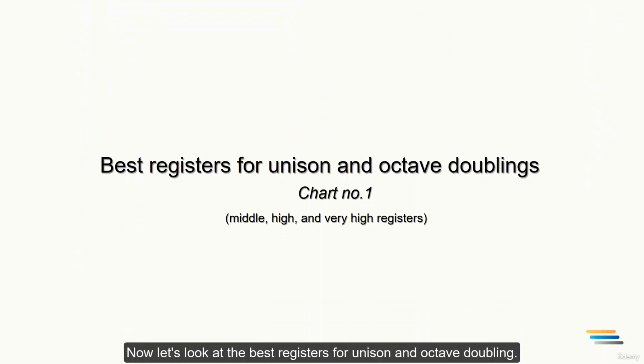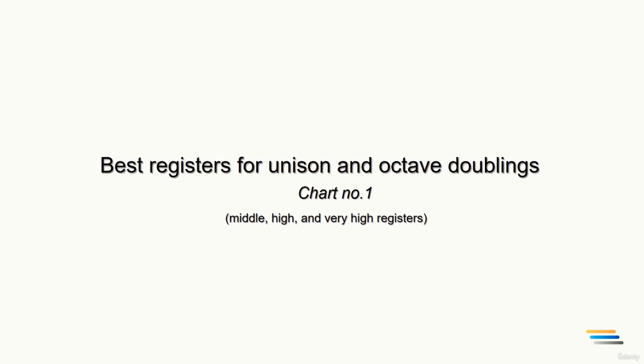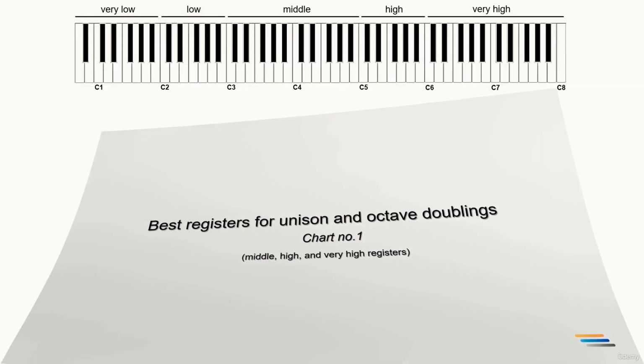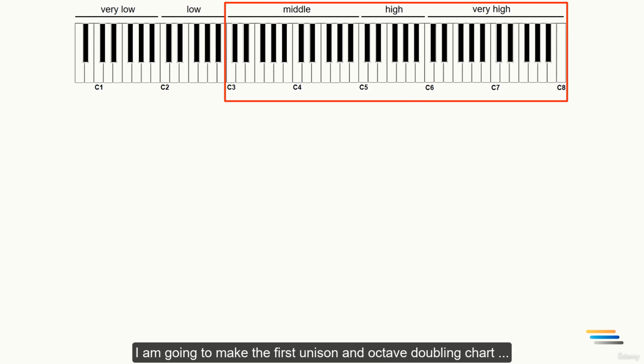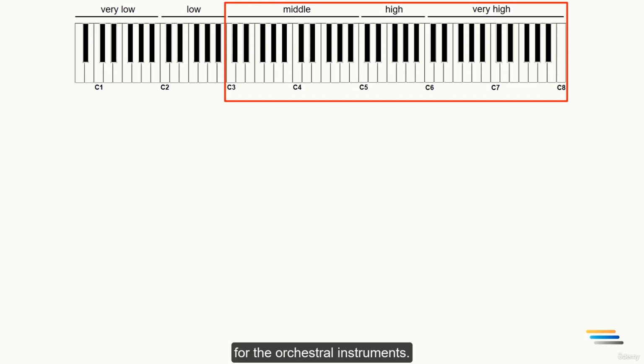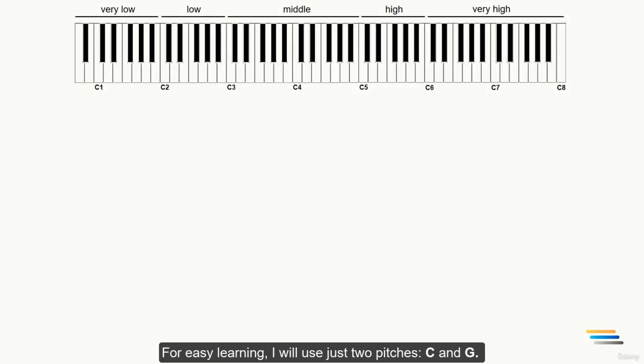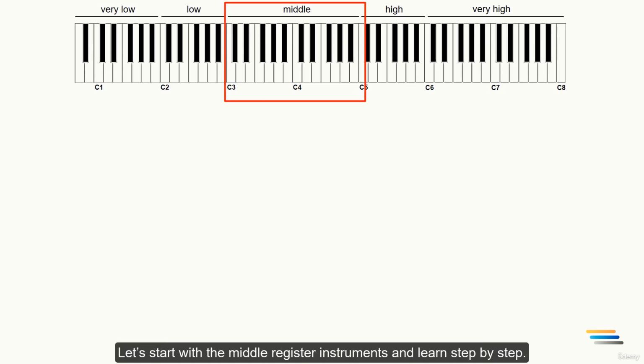Now, let's look at the best registers for unison and octave doubling. Considering the middle, high and very high registers of the piano, I'm going to make the first unison and octave doubling chart for the orchestral instruments. For easy learning, I will use just two pitches, C and G. Let's start with the middle register instruments and learn step by step.